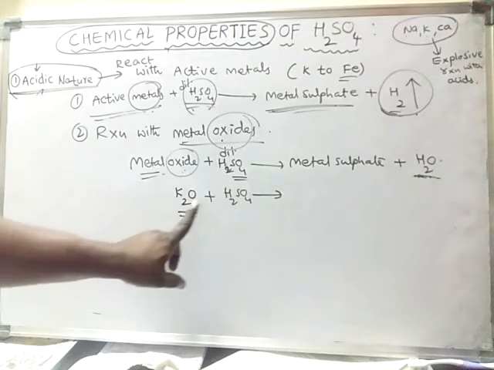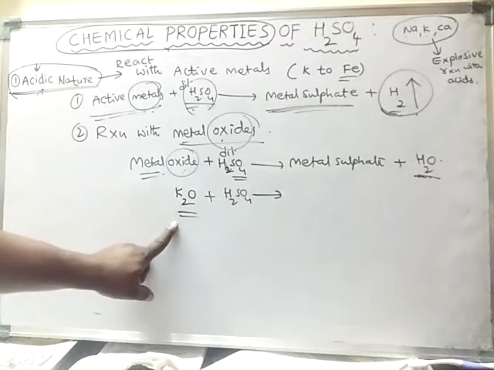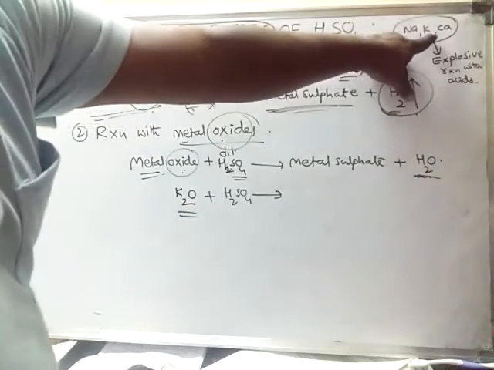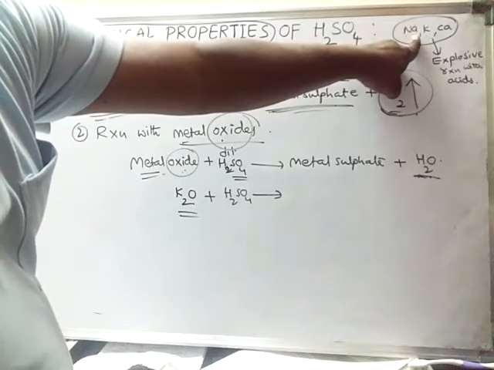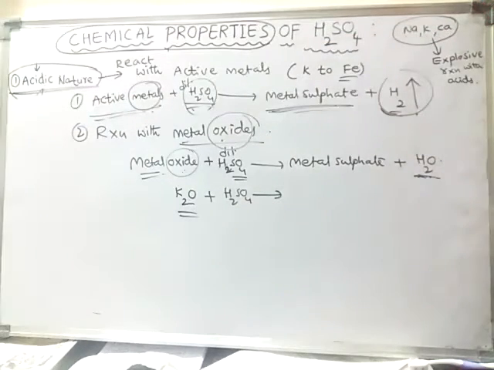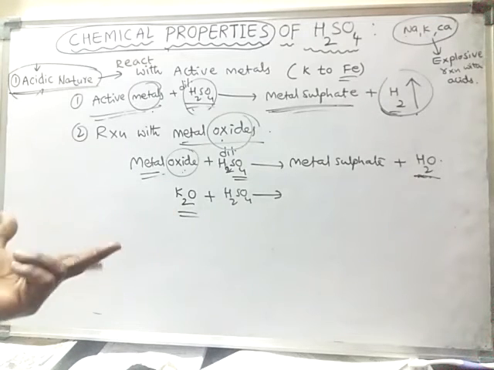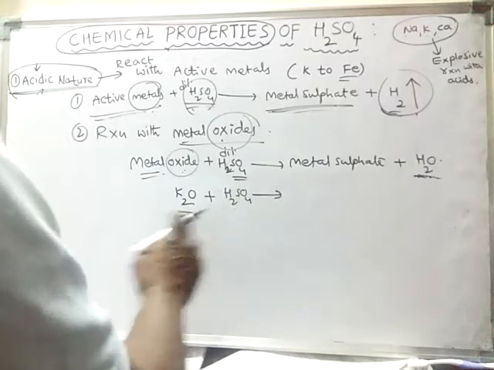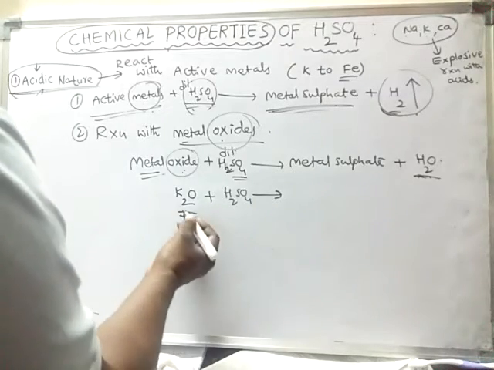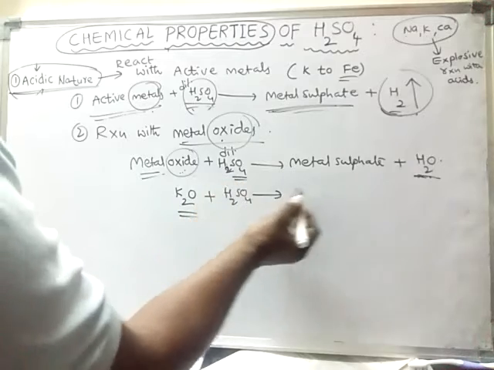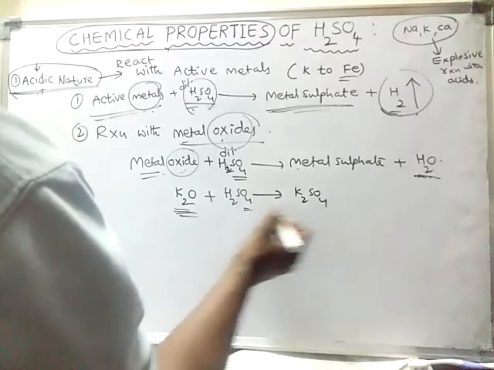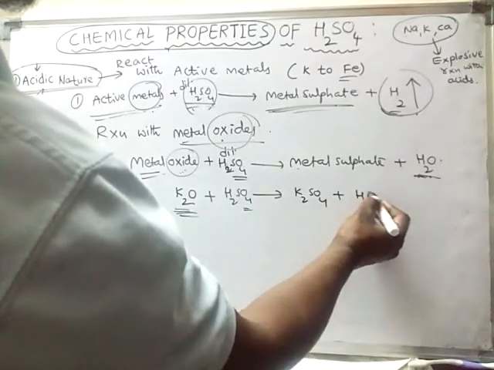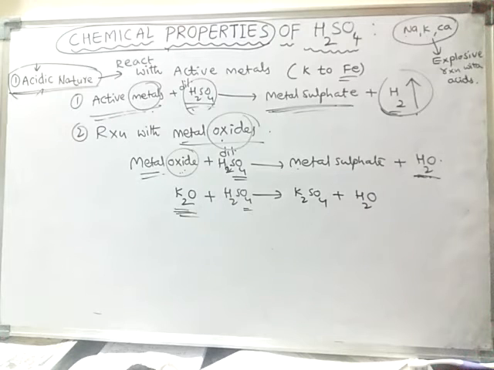It is reactive with sulfuric acid, but it is not explosive. Potassium metal is explosive with sulfuric acid, sodium metal will be explosive, and even calcium metal will be explosive. But their oxides are not explosive, so they can react with acids without any explosion. So what happens here? Metal oxide plus acid forms metal sulfate. Potassium and sulfate form K2SO4, a metal sulfate, and water is formed along with this.